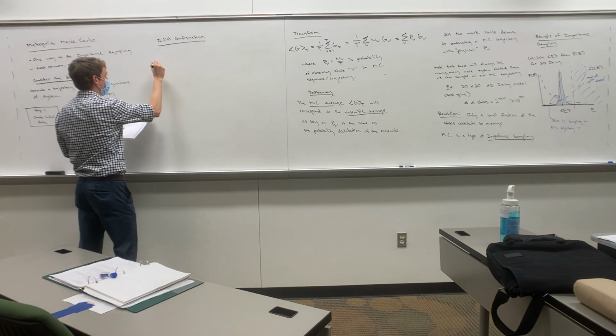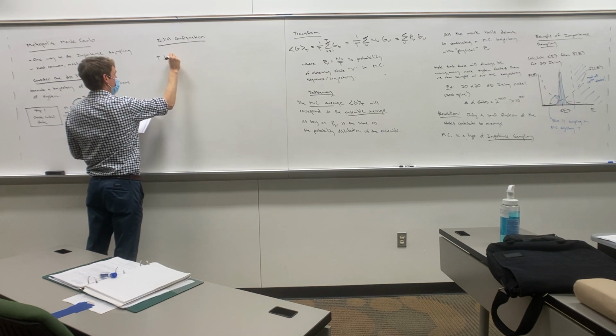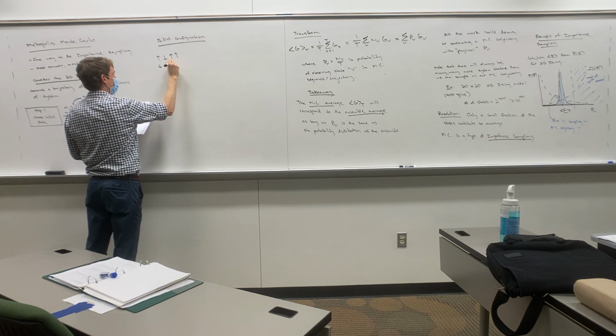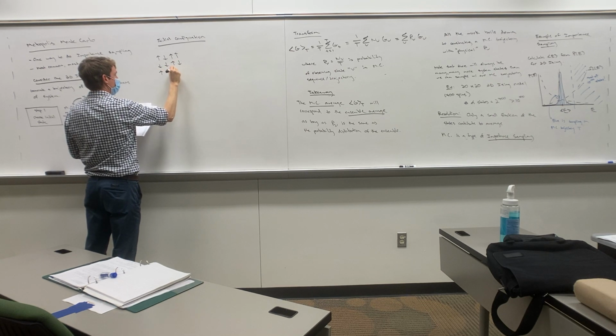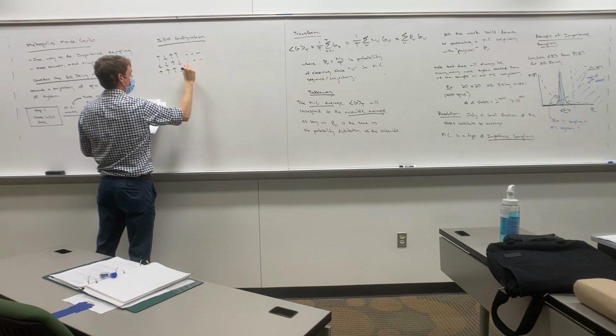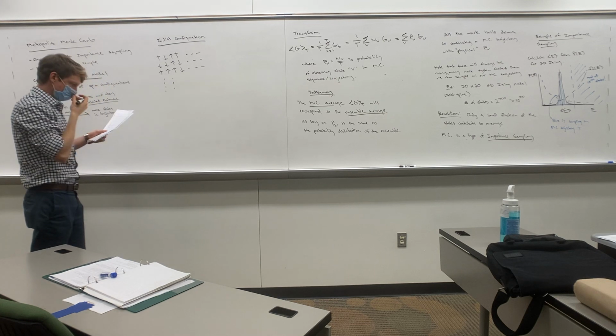So let me just draw a small Ising model. Let's just say we have up, down, up, up, down, down, up, down, and then up, up, up, down. And then more spins over here, more spins down here.